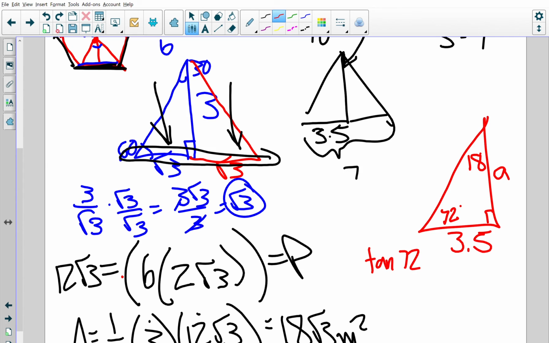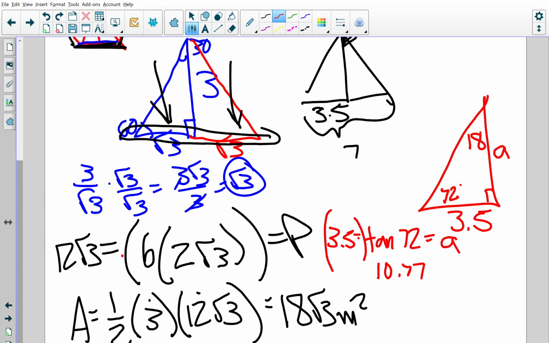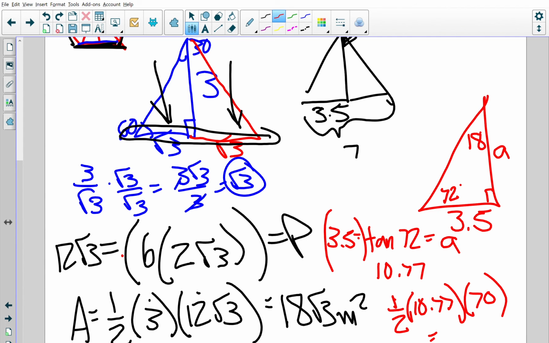So tan 72 is equal to opposite over adjacent, but we know we can just multiply that out when we multiply by both sides. So my apothem, what does my apothem end up equaling? Oh, 10.77. And we already know my perimeter. The perimeter was 70. So 1/2 apothem times perimeter is equal to 377 square centimeters.